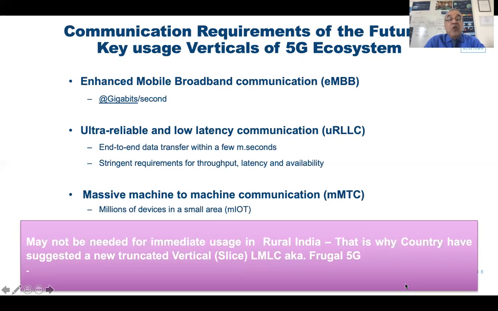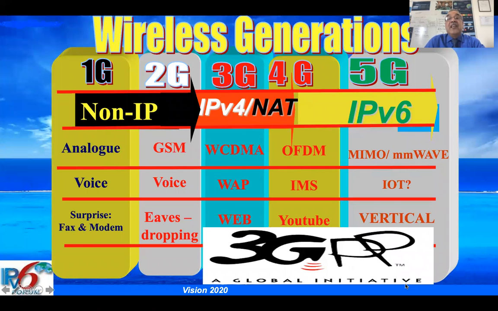This may not be needed, especially in rural areas, and that is why in India, where a lot of rural masses are still unconnected to broadband, we have come out with a new solution, what is called Frugal 5G. So this is about the various wireless generations: 1G, 2G, 3G, 4G, 5G.